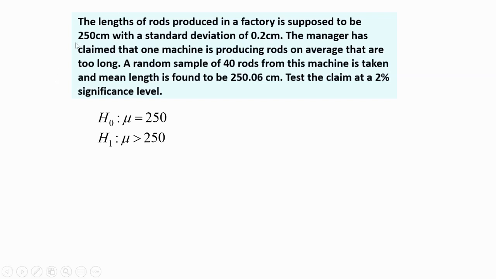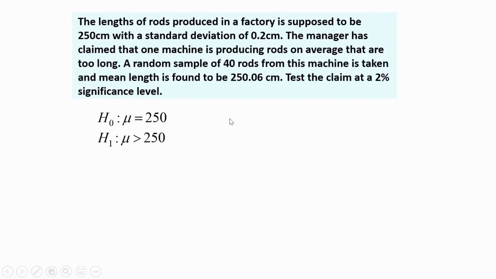We want to look at the length of rods, which is supposed to be 250. What is our claim? A random sample of 40 is taken and the mean length is found to be 250. Test the claim at a 2% significance level. The manager claims that he is producing rods that are on average too long, so we want to say bigger than 250. These values have to be the same.